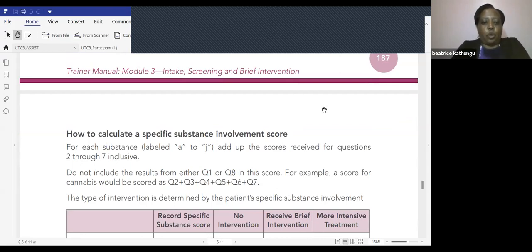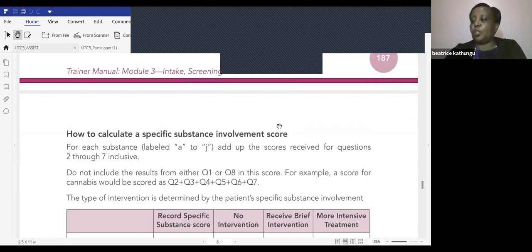So this is how we score. We need to calculate a score for every substance. So we're going to calculate a score for tobacco. We're going to calculate a score for opioids. We're going to calculate a score for cannabis. We're going to calculate a score for the sleeping pills. And we are going to calculate a score for alcoholic beverages. So let's begin. And then the other important information, we don't score question number 1.